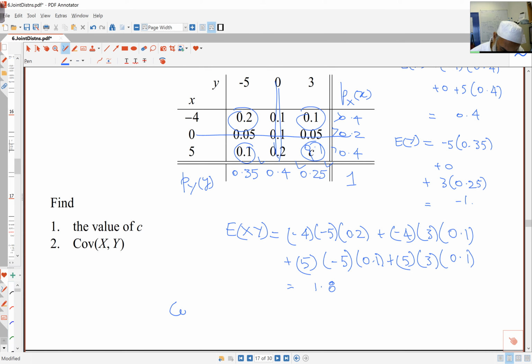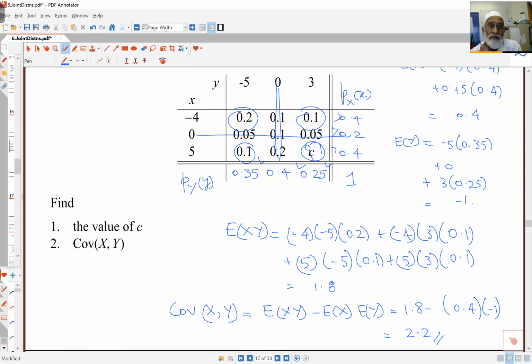And so covariance between x and y is simply the E[xy] minus the E[x] times the E[y]. So it's 1.8 minus, and I'll have 0.4 times negative 1. Be careful because the minus times the negative here becomes plus. So I'll get from here 2.2.